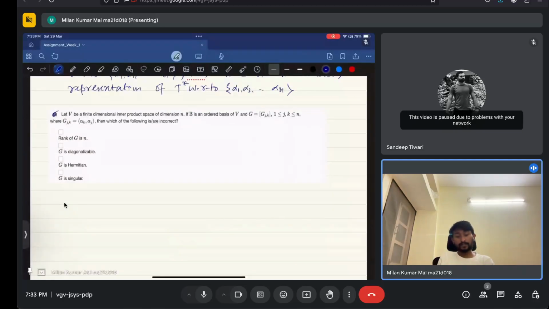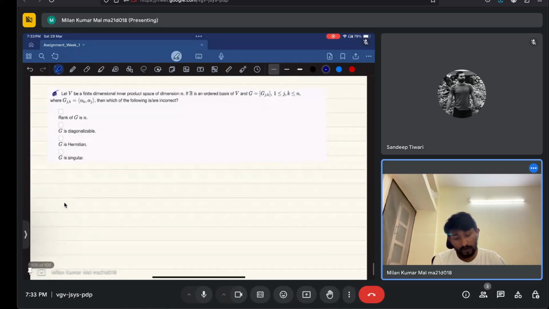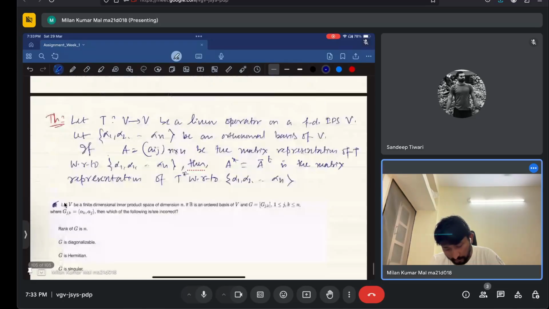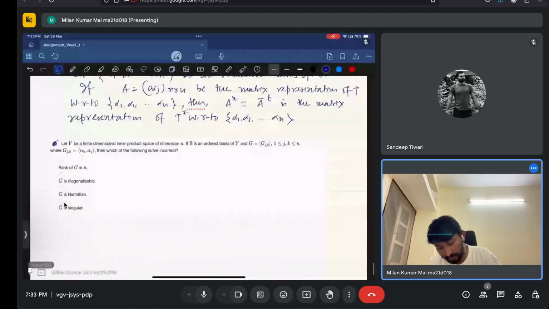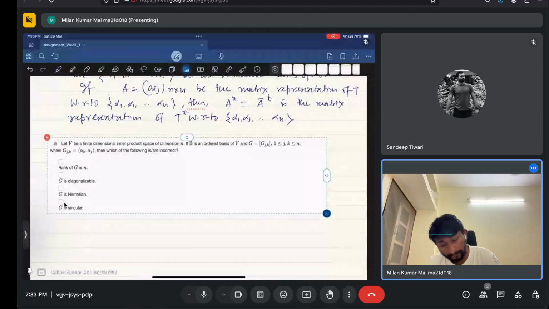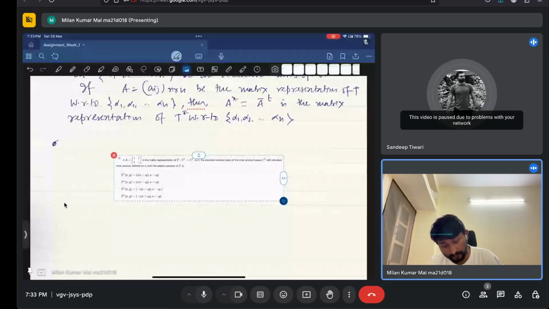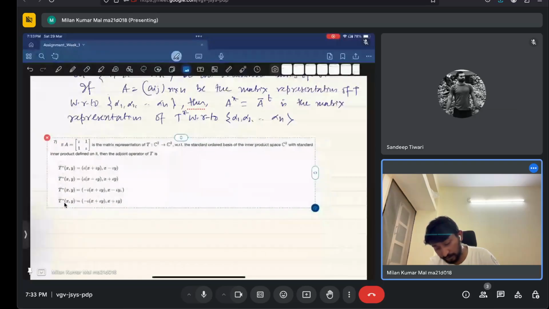What it says: let V be a finite dimensional inner product space of dimension n. Let alpha be an ordered basis of V and G equals G_jk, where j is the row and k is the column, and G_jk equals the inner product of alpha k and alpha j. So that means, okay, was it this problem or another problem? Yes, this is the problem. That one is also easy, don't worry, we will go there. So this is the problem.